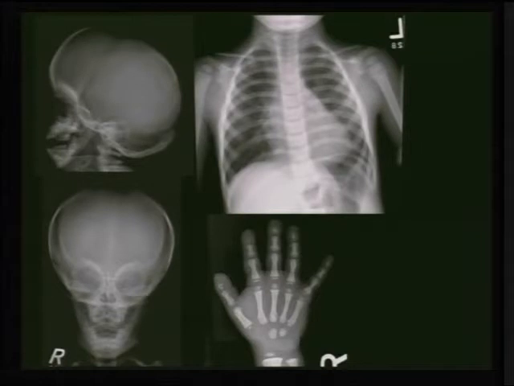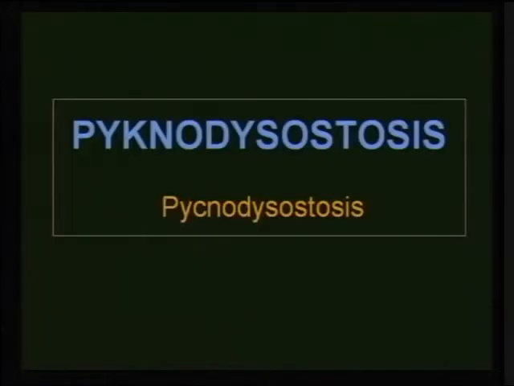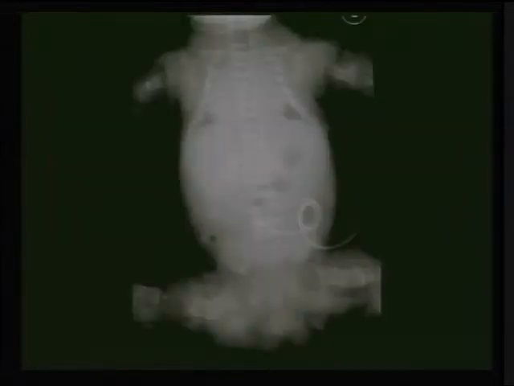You will have hypoplasia of the clavicles, and the bones are a little bit dense. And this is pycnodysostosis. This is the only thing you will find in pycnodysostosis. You will not find it in another bone dysplasia.